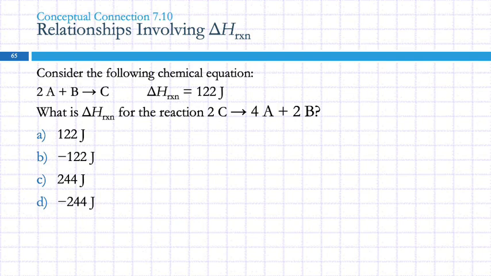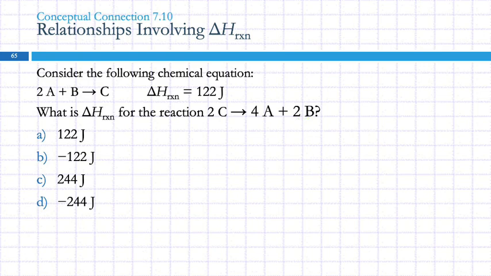So let's practice these relationships a little bit. So this is that same one, or is it? I don't know. This is an equation. Doesn't matter. 2A plus B making C. And we're told that delta H for this is 122 joules. The question is asking us, what's delta H for 2C going to 4A plus 2B?